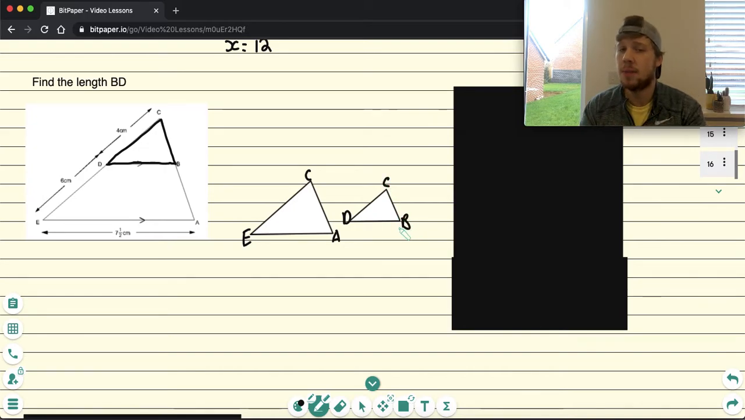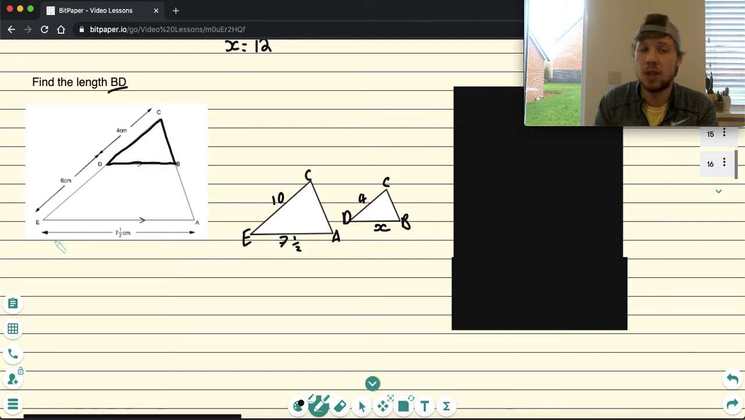Once I've got that, I'm going to put on any information I know. So I know E to C, well this is 6 and this is 4, so altogether it is 10. And then my bottom length is 7.5. I don't know anything about C to A, so I'm just going to leave that blank for now. And looking at my smaller triangle, I know that D to C is 4, and D to B is what I want to work out, so I'm going to call that x.